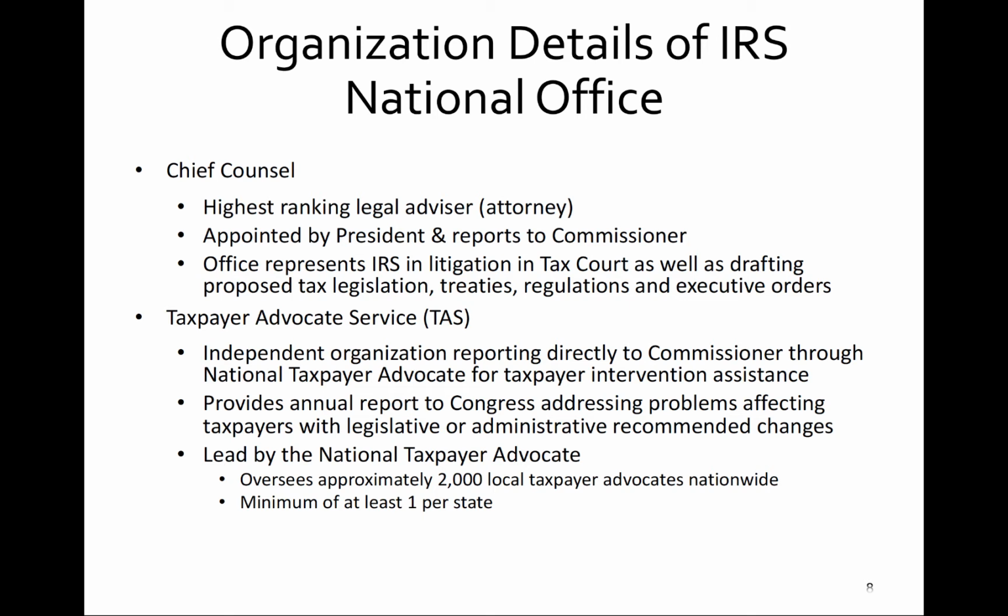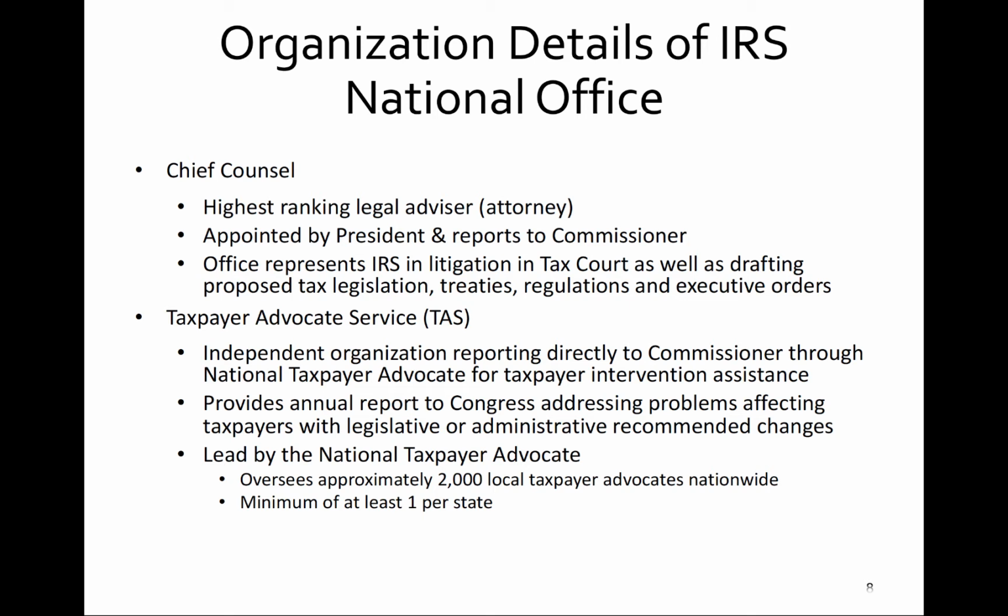The first is the legislative function, which in Washington, D.C., you have Chief Counsel actually promulgating regulations on behalf of the commissioner. And again, other IRS pronouncements like Rev Rulings or Rev Procs and private letter rulings. And then you have the second element of the Chief Counsel, which actually goes to tax court and helps with the litigation process. So Chief Counsel is the highest ranking legal advisor, and Chief Counsel is appointed by the President and reports to the Commissioner.